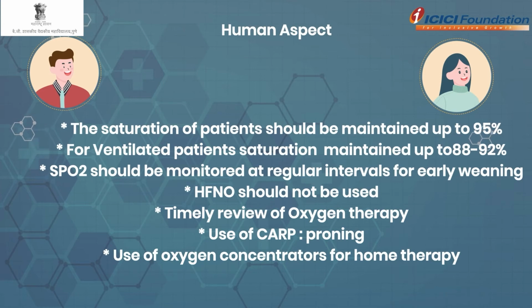HFNO, that is high flow nasal oxygen, should not be used. It was quite the talk of the town when COVID started to use HFNO, but we have recently observed that HFNO takes lots of oxygen, up to 70 liters per minute, so we cannot afford to use HFNO at this moment. Timely review of oxygen therapy is a must for early weaning. Use of the CARP protocol, that is COVID alternate repositioning, is very important. When you give the proning position to patients, you save a lot of oxygen because you can improve oxygenation with less oxygen.